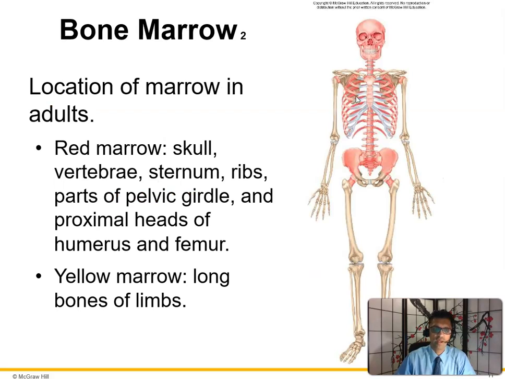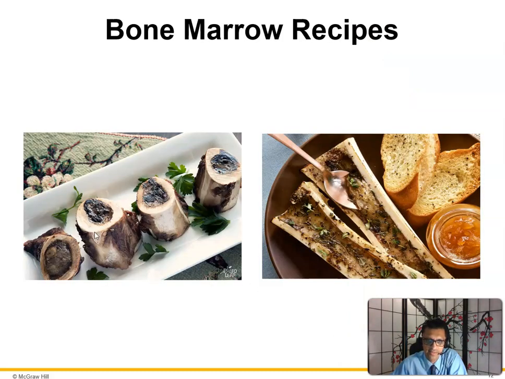Here's where you can find the bone marrow. You have red marrow and yellow marrow. The skull, vertebrae, sternum, ribs, part of the pelvic girdle, and the proximal heads of the humerus and femur contain red marrow. Most people will not eat this, not even of beef or pigs. What most people like is the marrow of the long bones because it has mostly fat, and we love fat. So there it is. That's what it looks like. So people like to eat the middle part of that. I don't know.